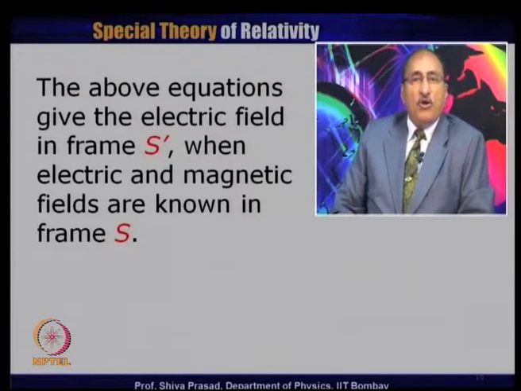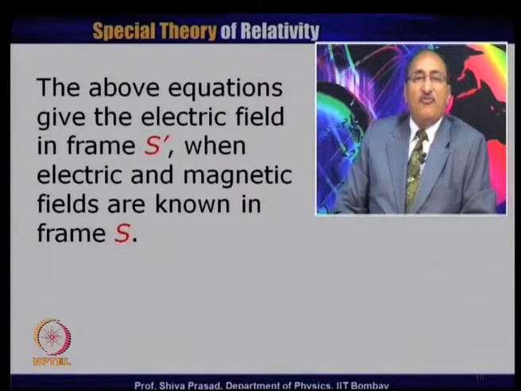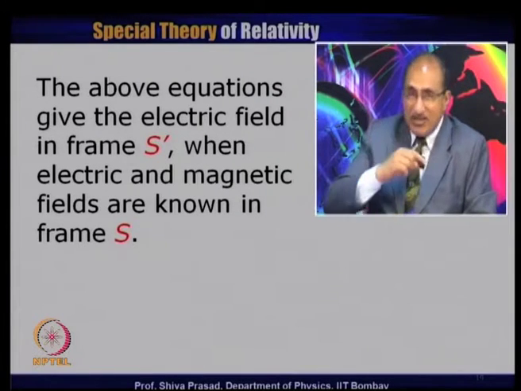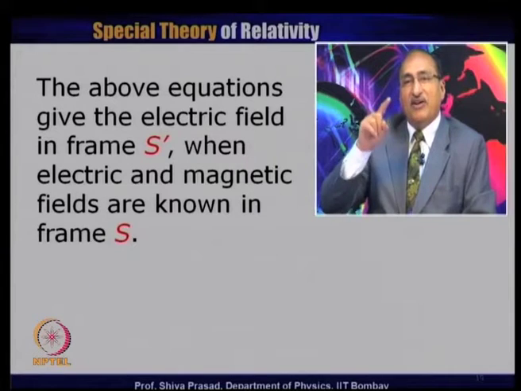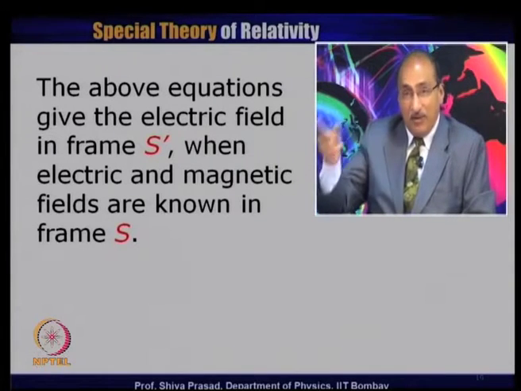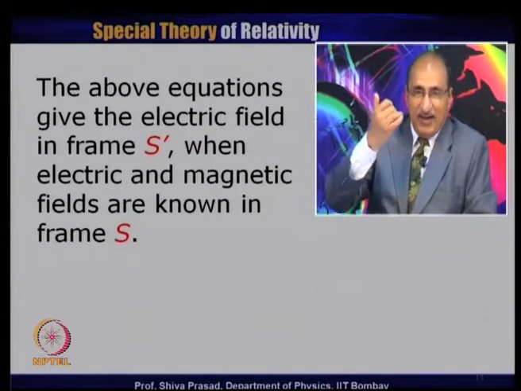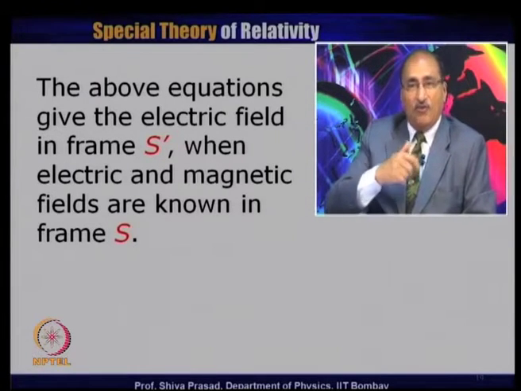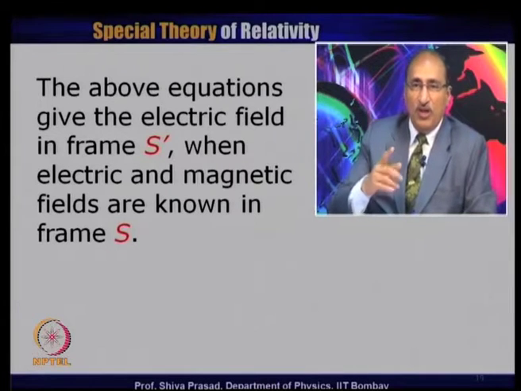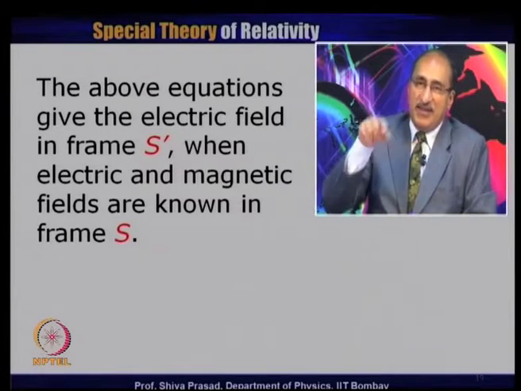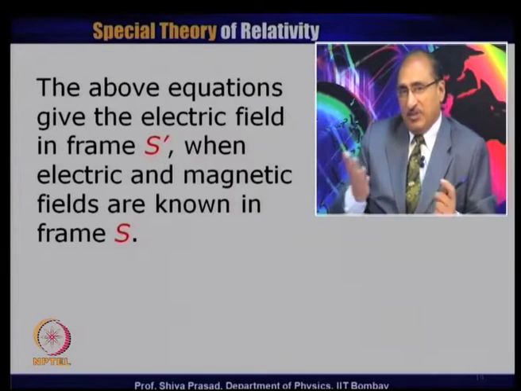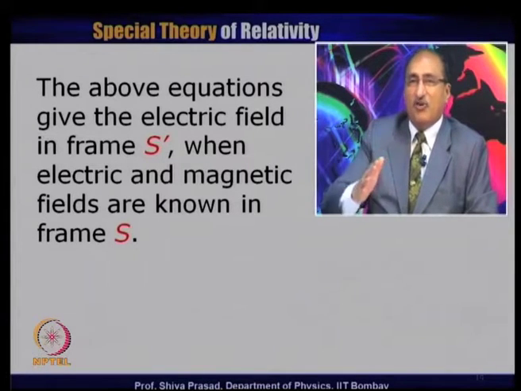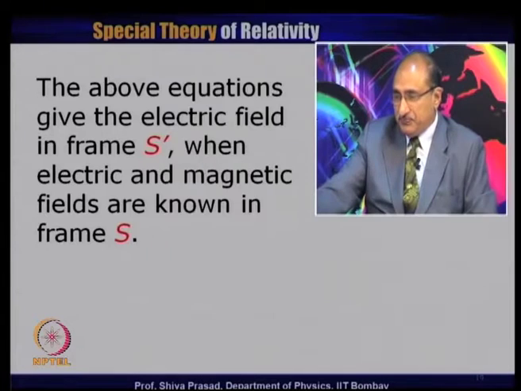So, this is what I have written. The above equations give the electric field in frame S prime when electric and magnetic fields are known in frame S. Of course, I can always do an inverse transformation. If I know the electric field and magnetic field in S prime frame of reference, I can always find out the electric field in S frame. For that, all I have to do is change primed to unprimed quantities and change the sign of V, the standard prescription of going from a direct transformation to an inverse transformation.